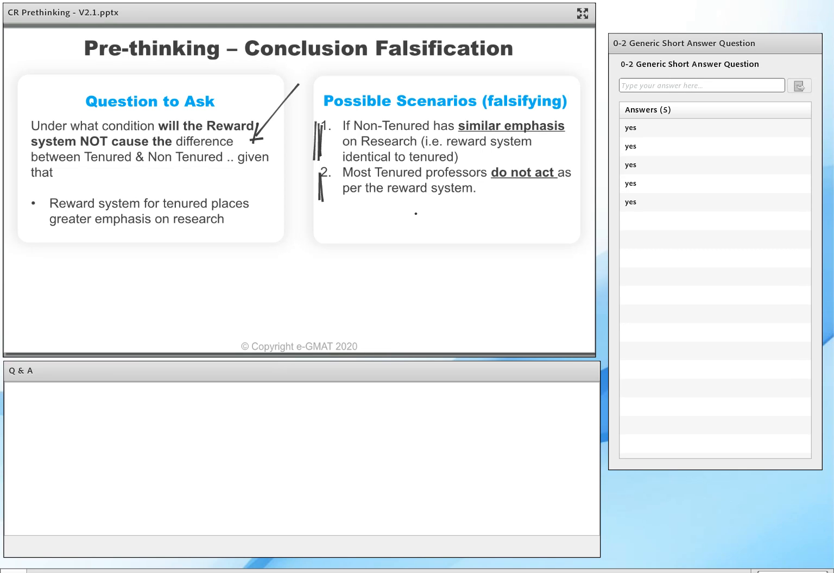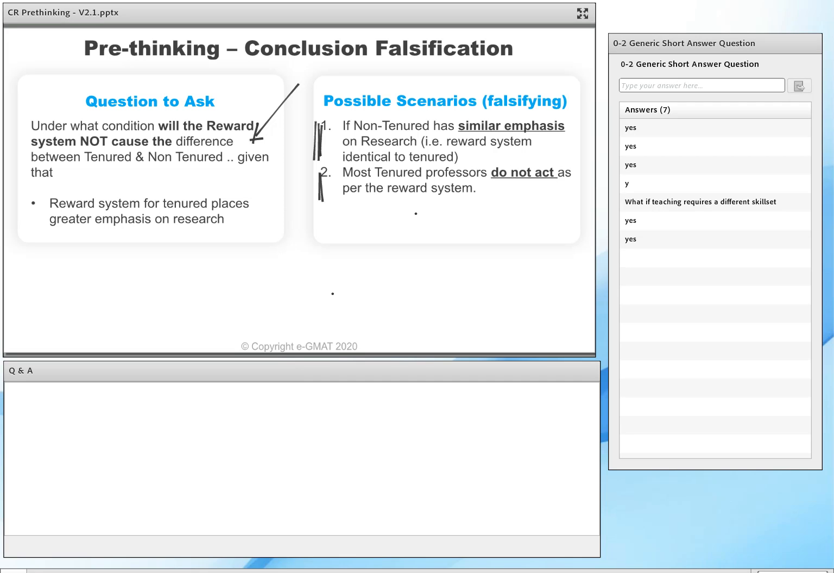If tenured professors don't act as per the reward system, then essentially you can't blame the reward system. Here's the question: what if teaching requires a different skill set? If the reward system placed emphasis on teaching, would they not acquire that skill set? Again, it doesn't take away the reward system.